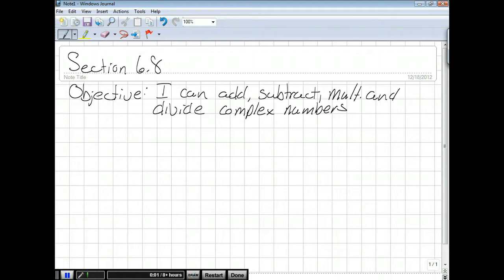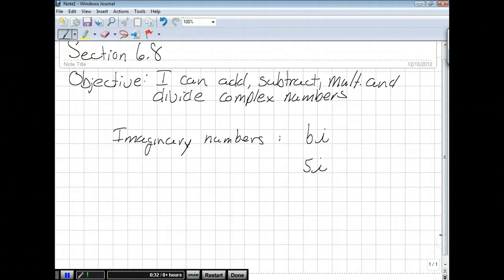Section 6.8. I can add, subtract, multiply, and divide complex numbers. Yesterday, remember, we talked about imaginary numbers, which were any number in the form of bi. So for instance, 5i is an imaginary number. Okay? Well, today we're going to talk about complex numbers.